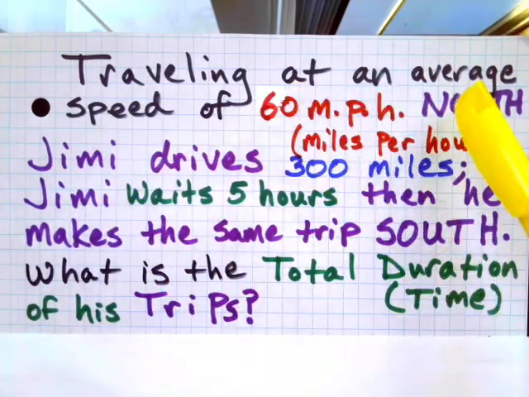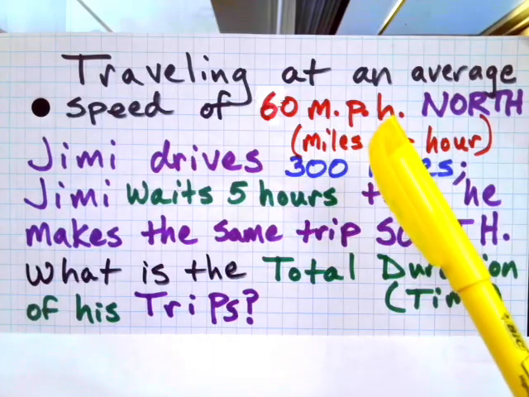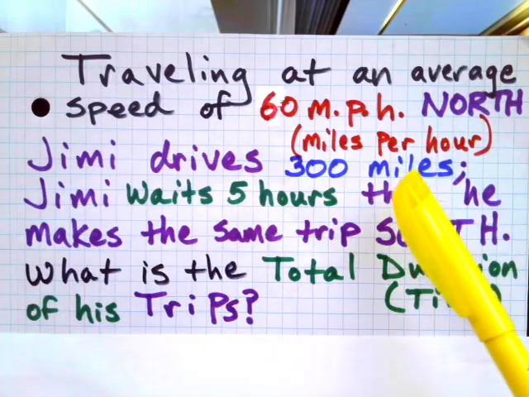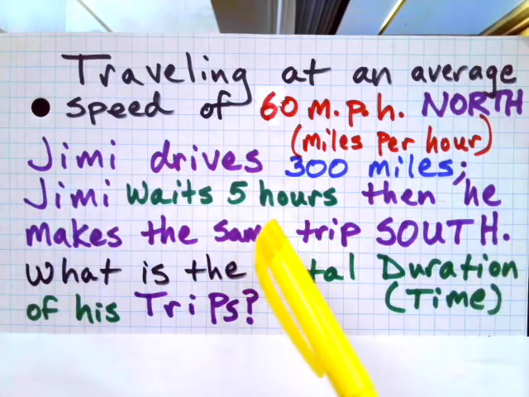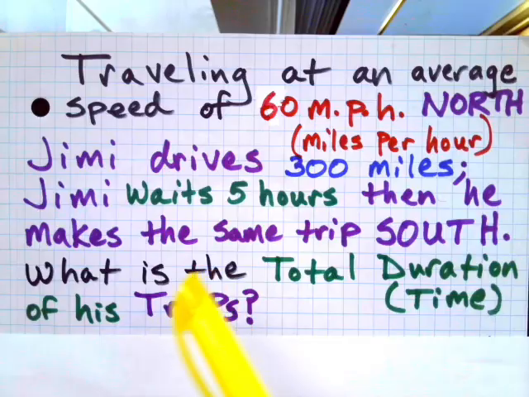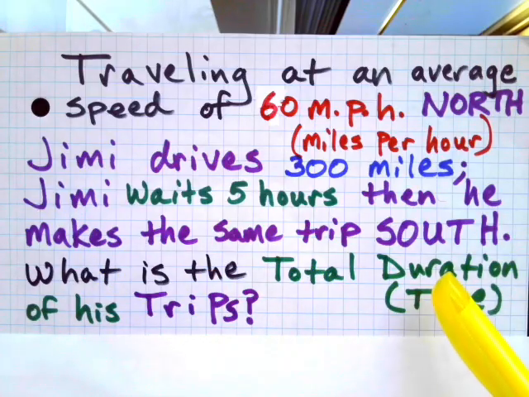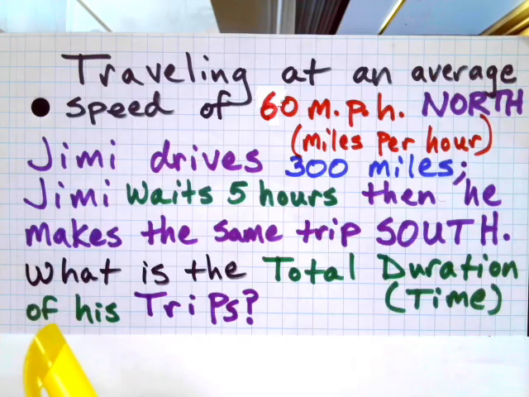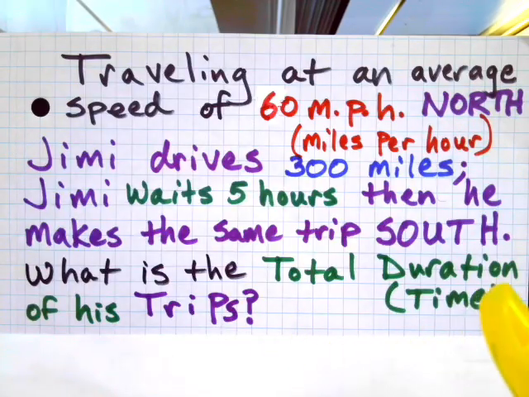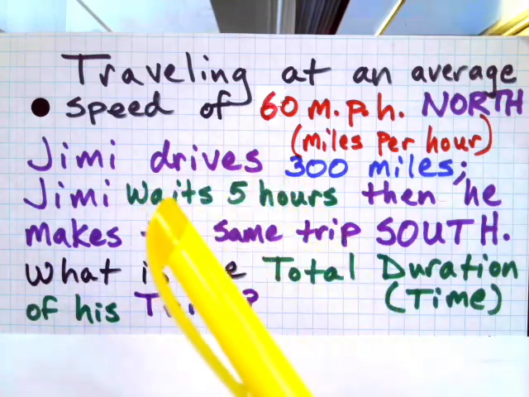Traveling at an average speed of 60 miles per hour north, Jimmy drives 300 miles. Jimmy waits 5 hours, then he makes the same trip south. What is the total duration, that's the time, of his trips? So read through it again and draw a picture. If it helps you, draw a car, title the car Jimmy, driving one direction, then driving another direction. Don't forget, this is really key, the wait time.